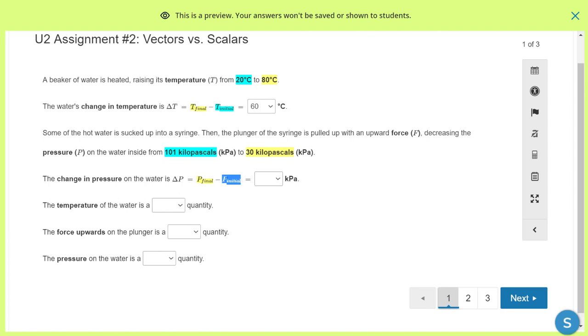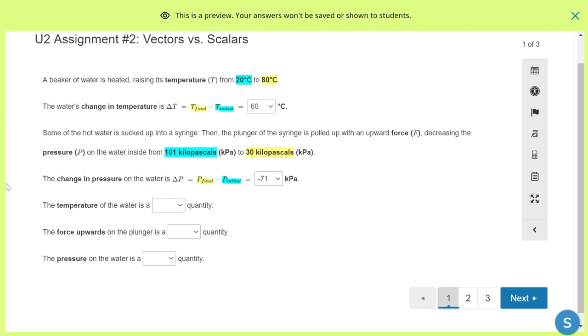Okay, so minus that. I should get a negative number this time because I'm going to be subtracting by a larger number. So 30 minus 101 should give me negative 71. Now, just like with the change in temperature, whether it's positive or negative gives me a little bit of information. Since this change is negative, that means the pressure is decreasing. I'm kind of loosening up the pressure that's pushing down on this.